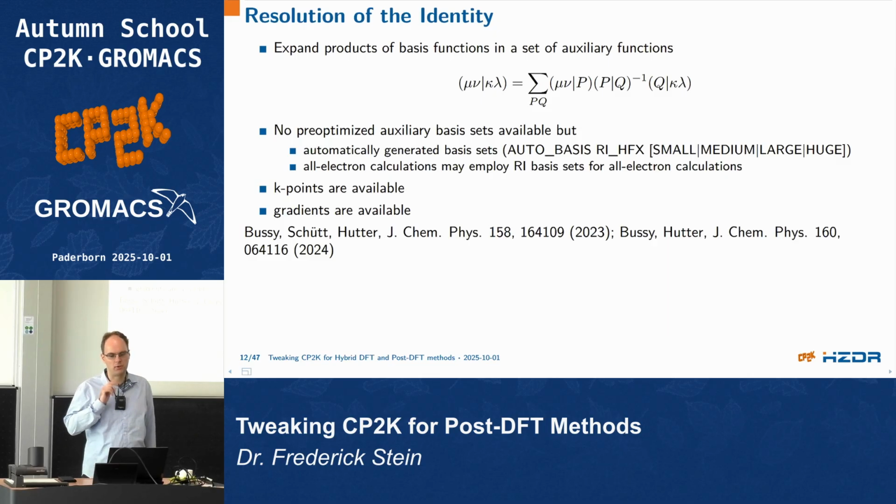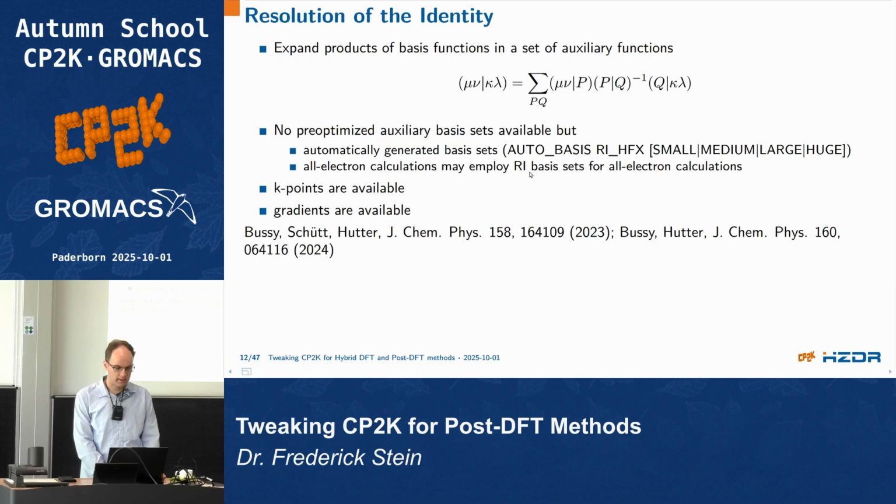CP2K also provides an alternative, basically orthogonal way of reducing the computational costs, which was added more recently, using the so-called resolution of the identity approximation, which decomposes this rank 4 tensor of electron repulsion integrals into rank 2 and rank 3 tensors, which are much easier to keep in memory. Here we have the issue that there are no pre-optimized auxiliary basis sets available, but CP2K has the option to generate these basis sets automatically using the AUTO_BASIS RI_HFX keyword in the input file.